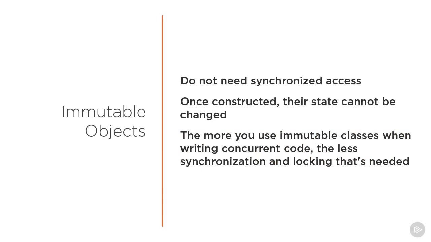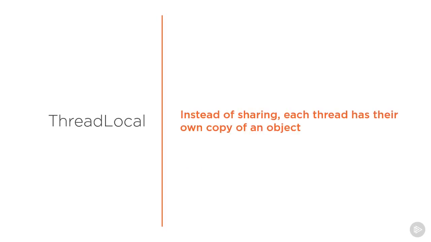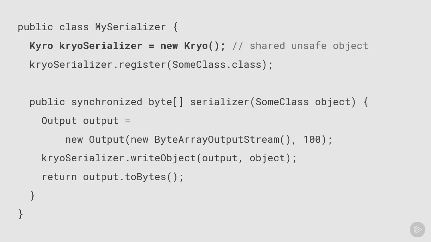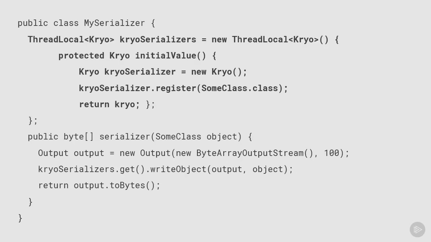The last workaround for synchronization that I'll discuss is not sharing at all. Instead of sharing an object amongst threads, you can have each thread have their own copy using the ThreadLocal class. In the example here, we have a serializer object that's not thread safe. So instead of serializing access when using it for multiple threads, I can use a ThreadLocal object instead. Every time a thread calls kryoSerializers.get, it gets its own copy of the serializer object, and there's never any shared access, synchronization, or thread contention.